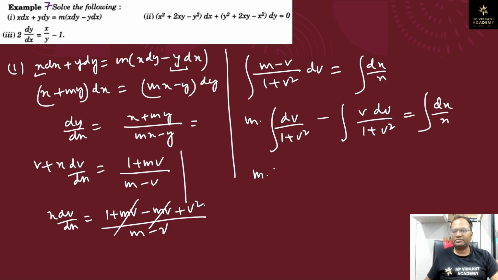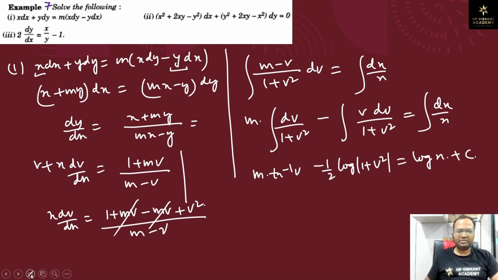So we have m times of dv upon 1 plus v square integration minus integration v dv upon 1 plus v square is equal to dx upon x integration. So this is m times of tan inverse v minus 1 by 2. This is 1 plus v square, and differentiation of 1 plus v square is 2v dv. So if we take 1 plus v square as t, then v dv is equal to 1 by 2 dt. Okay, so what will happen, minus 1 by 2 integration of dt upon t is log of t, and t we have taken as 1 plus v square. So this is 1 by 2 log of 1 plus v square is equal to log of x plus c.